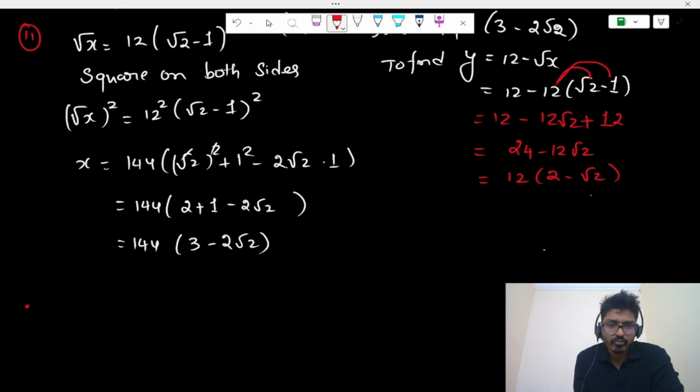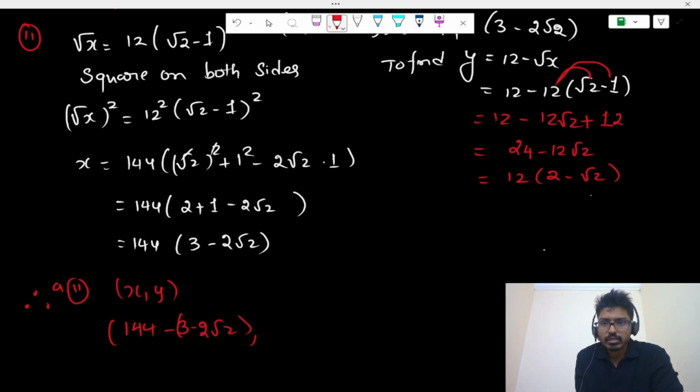Therefore, our answer for part 2 is x comma y, that is our coordinate. Our x is 144 times (3 minus 2 root 2), and our y coordinate is going to be 12 times (2 minus root 2). So this could be our answer for part B2.